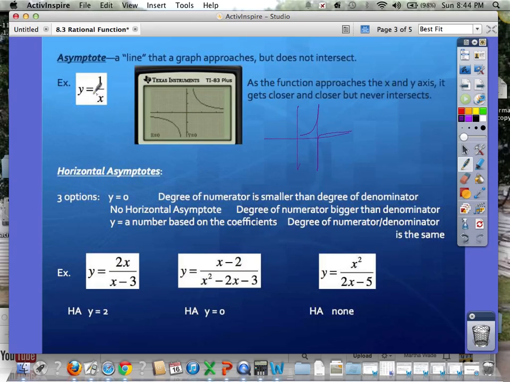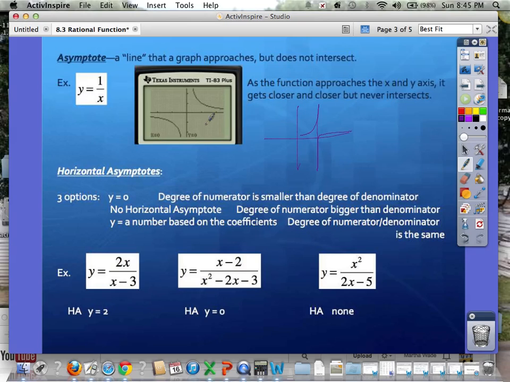If I plugged in a 0 on the bottom, of course, that would make it undefined, and so therefore that would restrict the domain. So it could be all real numbers, except for x cannot be 0. All right, so as the function approaches the x and y axis, it gets closer, but it never intersects.